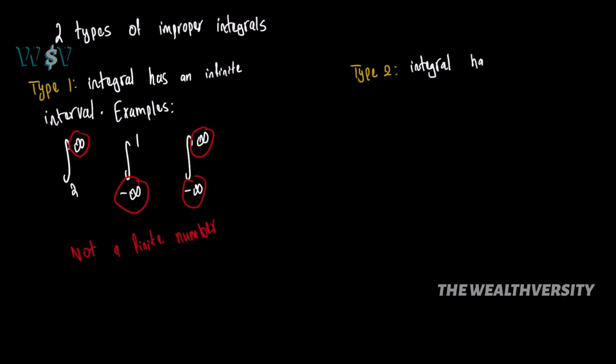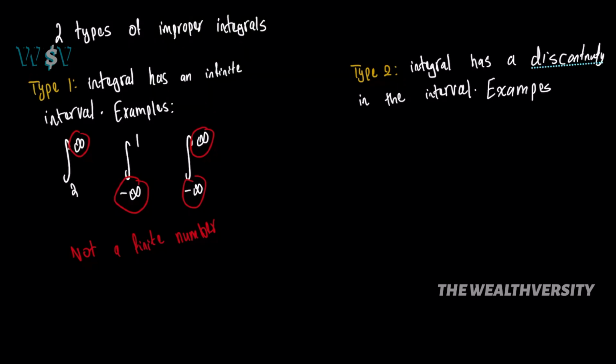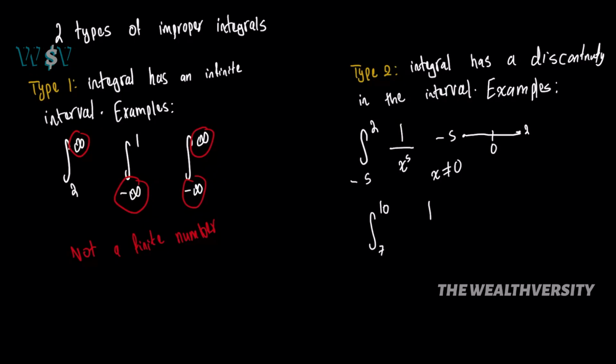Type 2 is an integral that has a discontinuity within the interval. For example, if you have the integral from negative 5 to 2 of 1 over x to the power of 5, then we know there is a discontinuity at x equals 0, since the function cannot be 1 over 0. Another example would be the integral of 1 plus 2x over 2 times the square root of 9 minus x, from 7 to 10. We know that x cannot equal 9, or else the denominator will be 0, which doesn't exist.